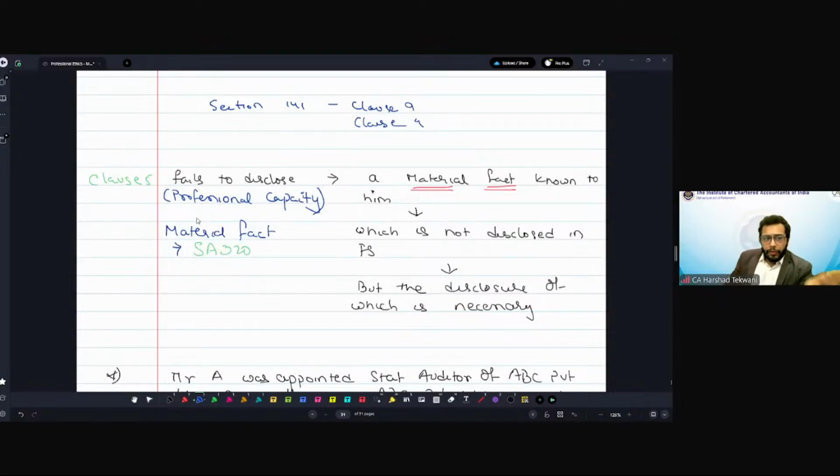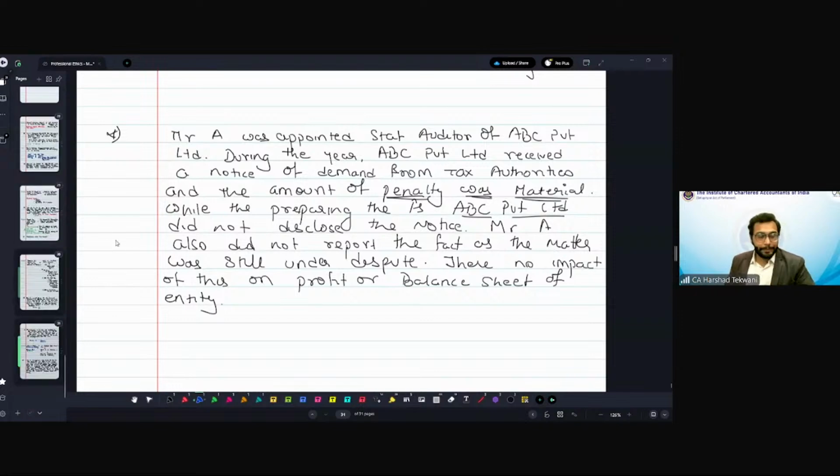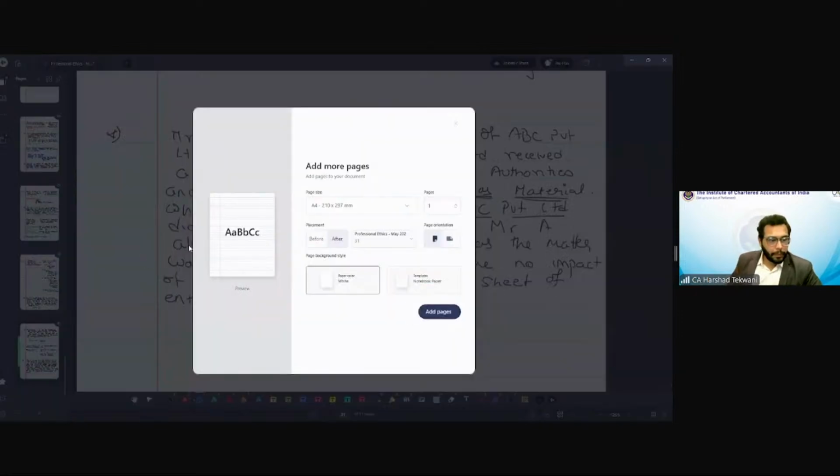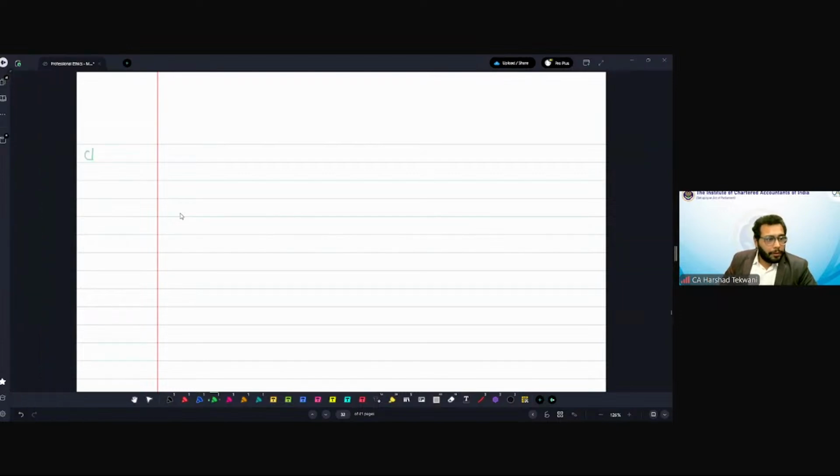That was clause 5 when I talk about failed to disclose. Now let's talk about clause 6. Let me insert some pages. Clause 6 talks about where a CA in practice fails to report.